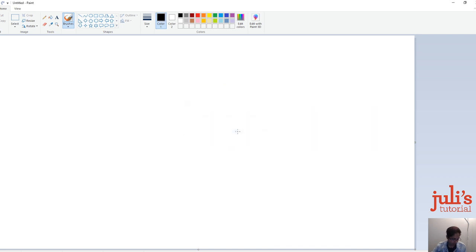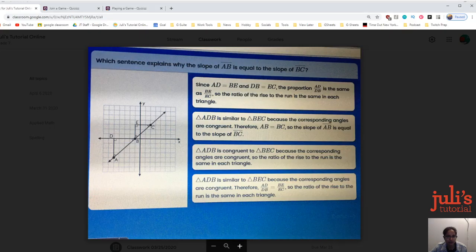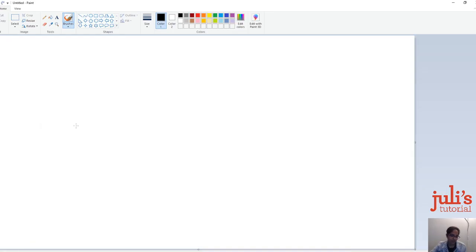I'm going to move on to the next theory, and that is, let's look at the question one more time so I know what I'm explaining. Which sentence explains why the slope of AB is equal to the slope of BC? So why are the two slopes equal? There is something that you need to know about similar triangles.